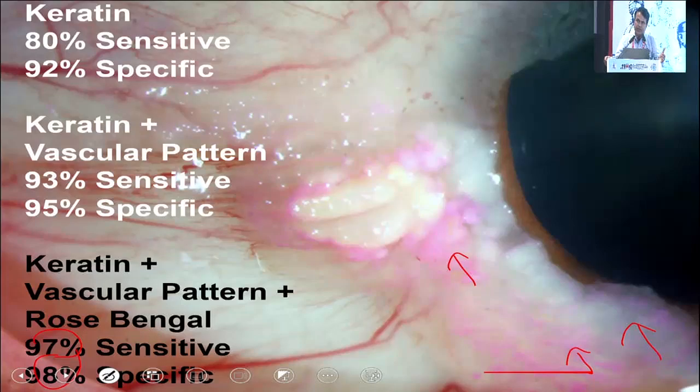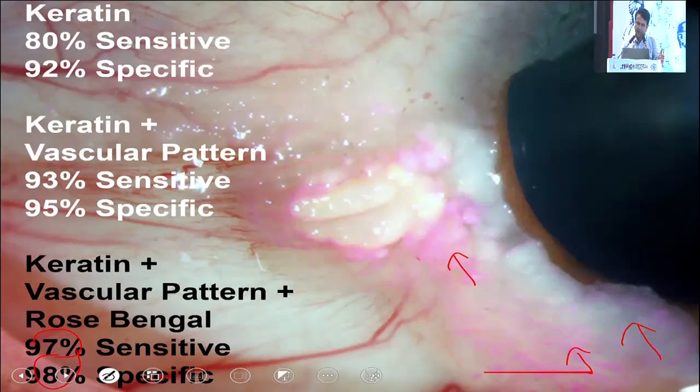The summary of this slide is, if you have a conjunctival lesion which may look like a pterygium, pinguecula, conjunctival scar, anything for that matter, but it has abnormal vascularity, keratin, and it also stains with rose bengal, then you should treat it with a lot of respect and treat it like ocular surface squamous neoplasia. These are your triad of clinical signs.